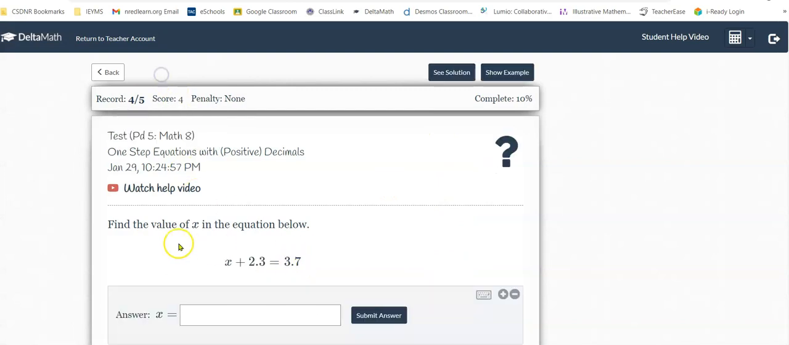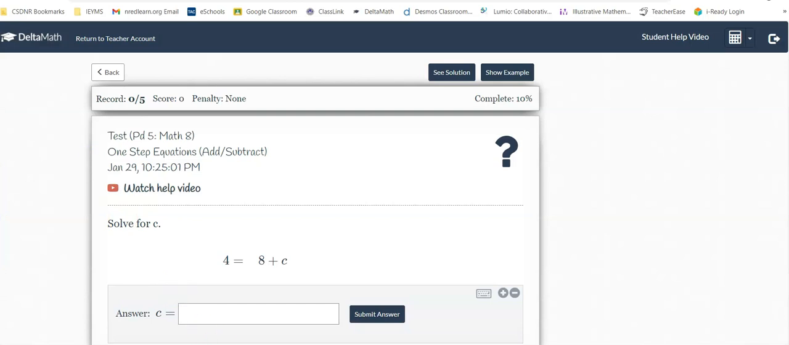So you only need one inverse to complete each of these questions in the first topic. The second one will require all addition or subtraction, one step with addition or subtraction. So all of these will require only the inverse of that operation. For us here, 8 is a positive being added to c, so we're going to subtract 8 from both sides, giving us a -4.